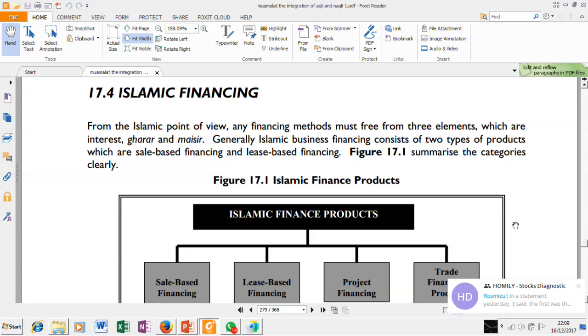I am Dr. Adli. I would like to continue on chapter 17 on financing. So basically, in this video part, we will talk about Islamic financing. This is actually an extract from the book Introduction to Muamalat, the integration of Akli and Naqli.